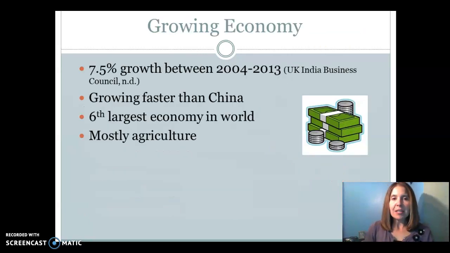India's economy is fast growing. It grew by 7.5% from 2004 to 2013. It is currently growing faster than the Chinese economy. It is the sixth largest economy in the world, and the largest industry is agriculture.